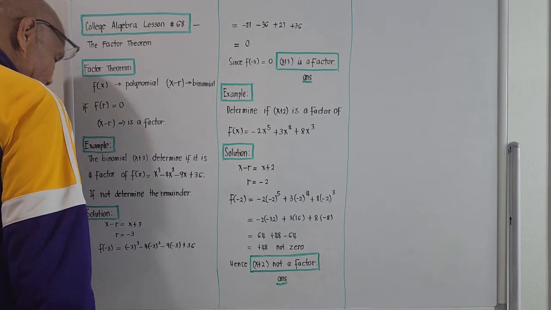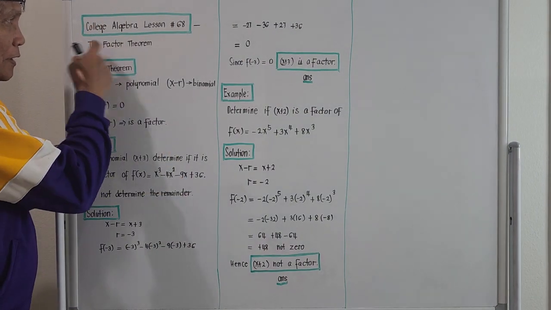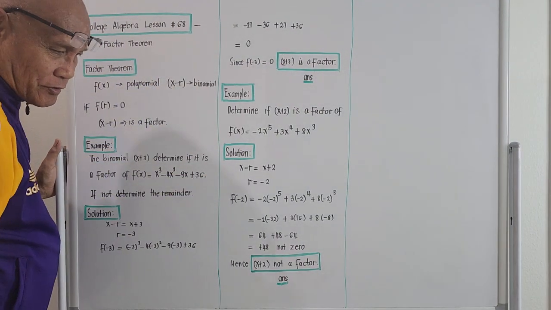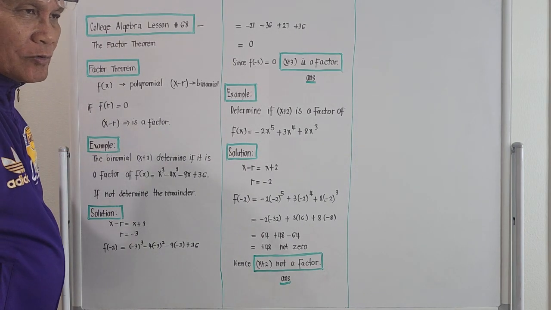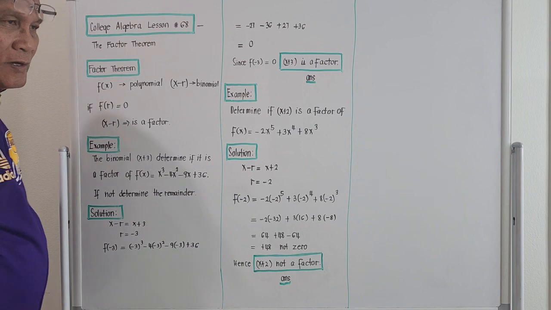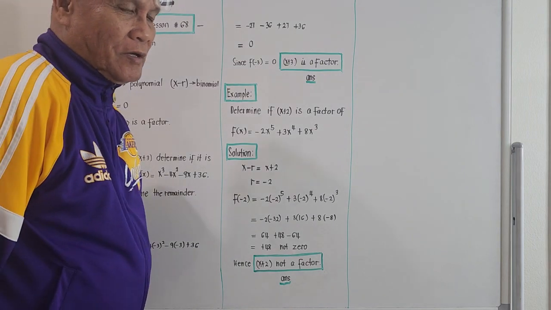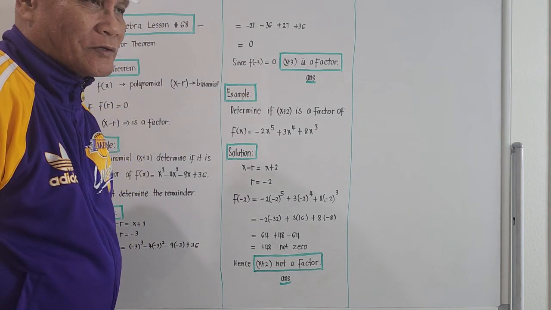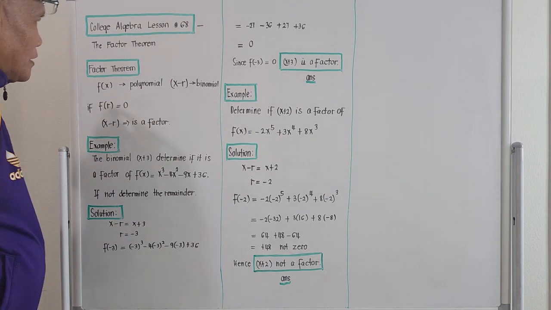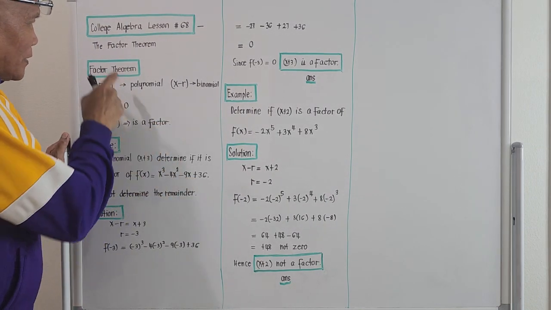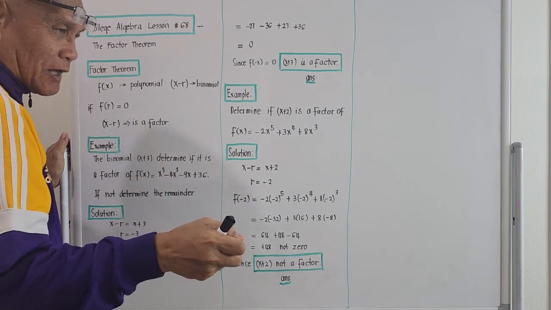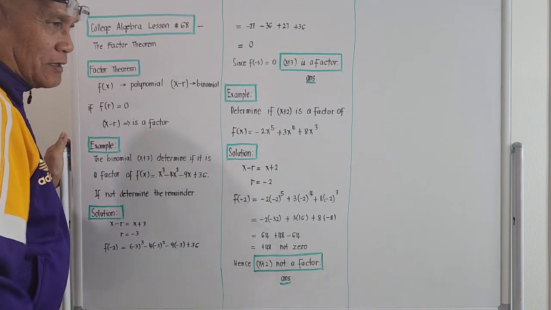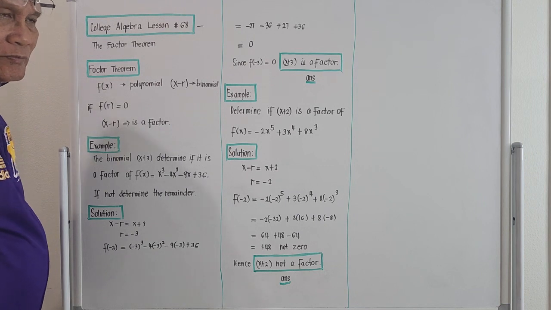The topic for tonight will be college algebra, and this will now be lesson number 68. We are almost done. I will try to look for some more topics which are needed in the study of college algebra. The title of the topic for tonight will be the so-called factor theorem. The last time around, it was the so-called remainder theorem.